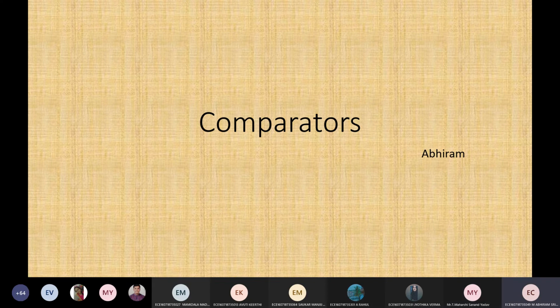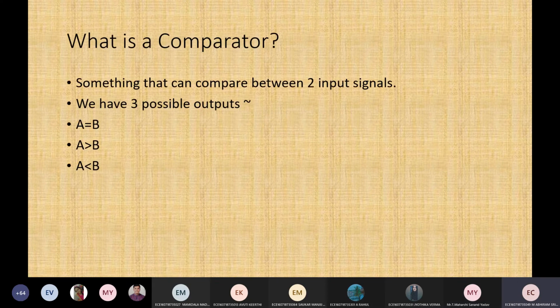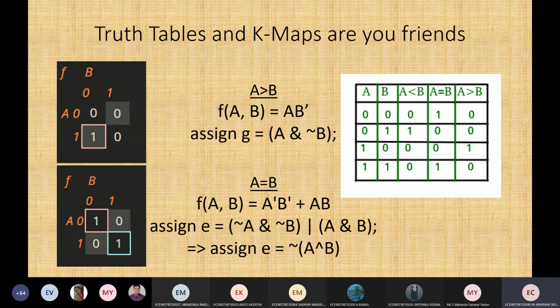Okay. Comparator. So what is a comparator? Something that can just compare two signals. So we have three outputs: equal to, greater than, or less than. Here we can say that less than is like not equal or greater than also. So the first one is the one-bit comparator. You have to take the truth table here on the right side. On the left side we have the K-maps for equal to and greater than, and based on that we can write this code here.